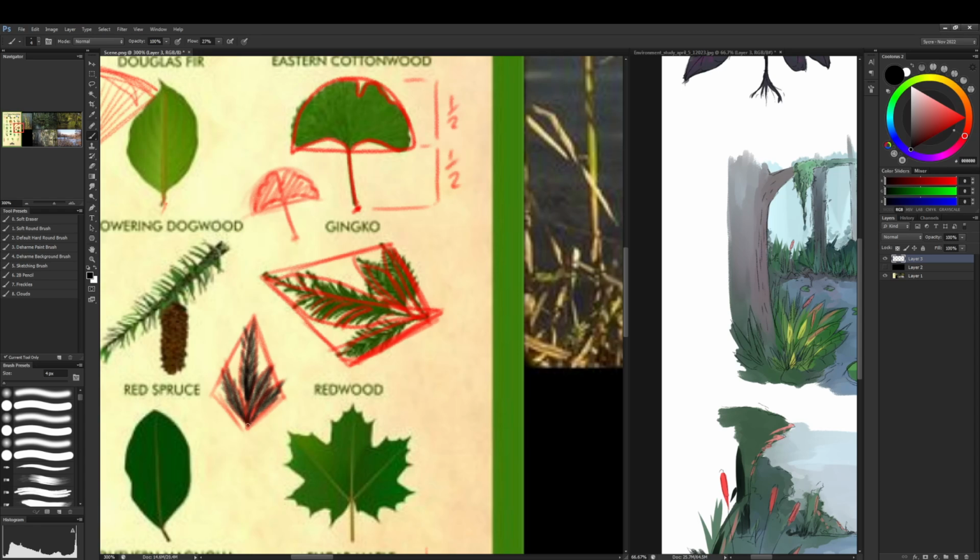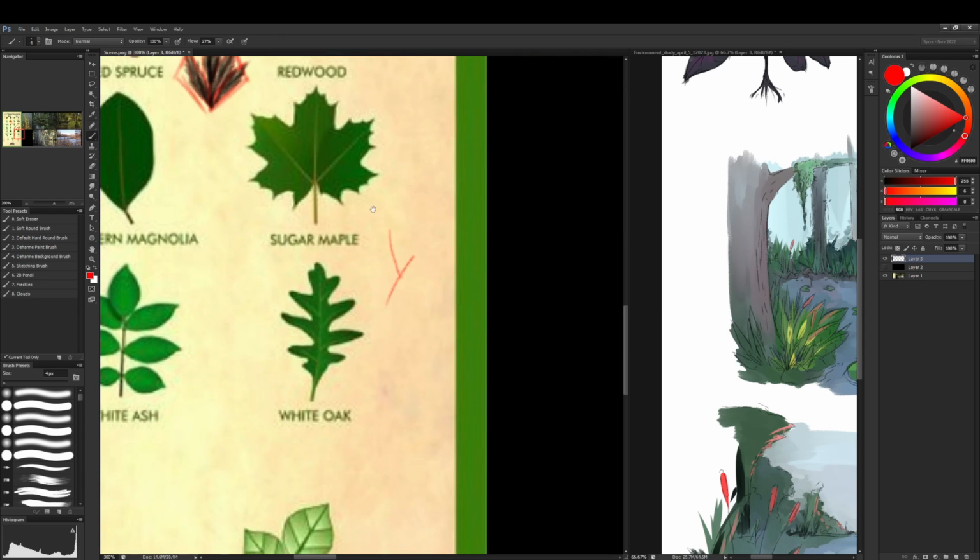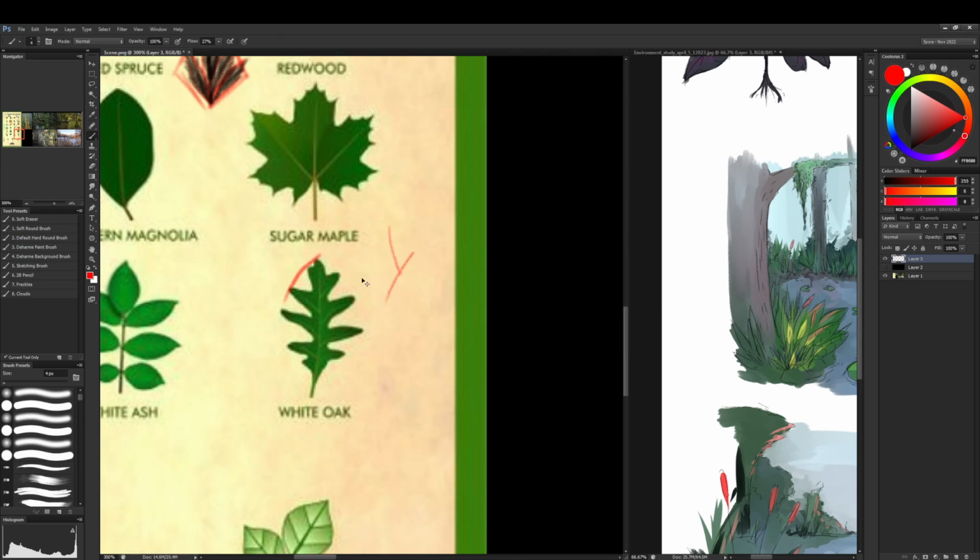And you can do this with all sorts of things. You can do it with, again, bushes, trees, whatever. I think you're getting the idea. Like this one, don't think of it like a squiggle. Like, don't do this. Think of it like a leaf shape. Like this.